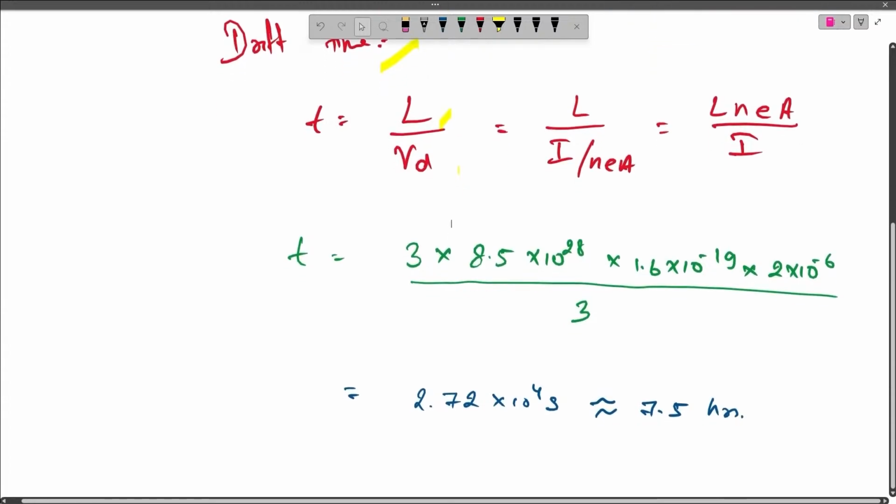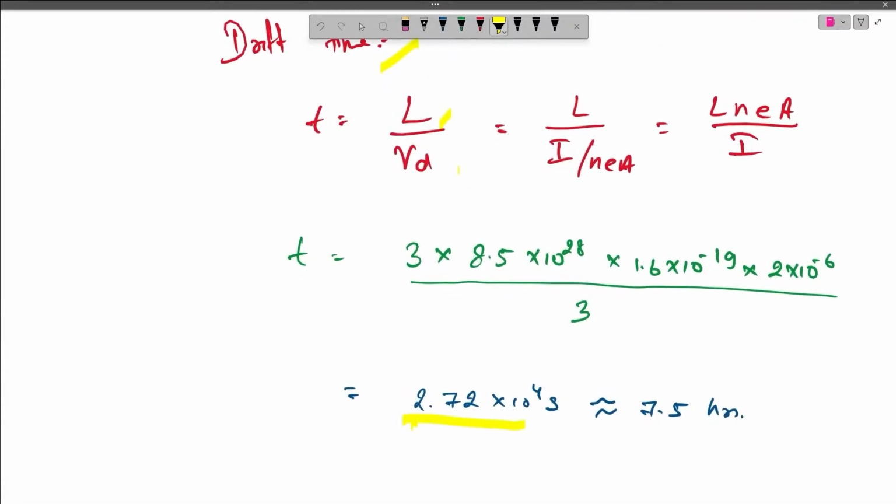Substituting the values, we will get a value of 2.72 into 10 to the power 4 seconds, or when divided by 3600 we can get it in hours, and that will be equal to 7.55 hours or about 7.5 hours.